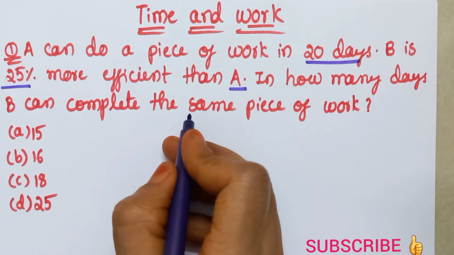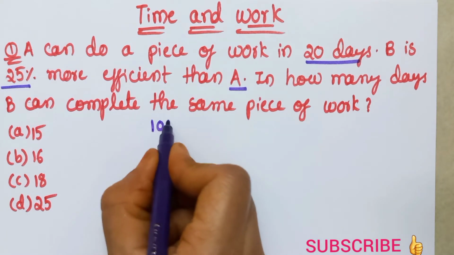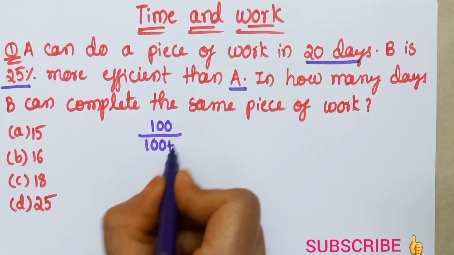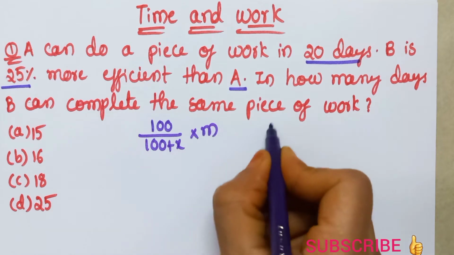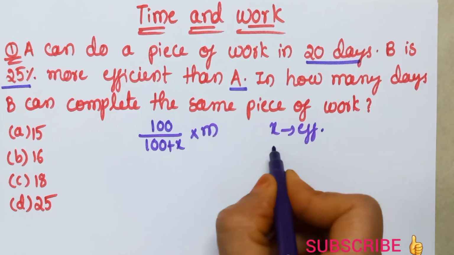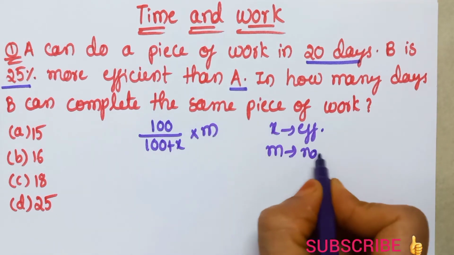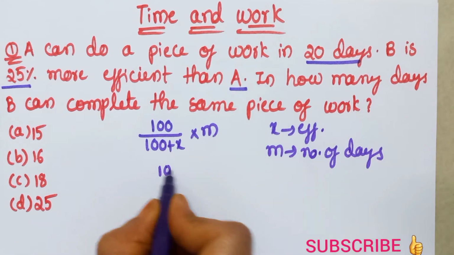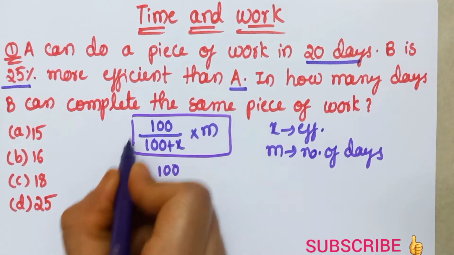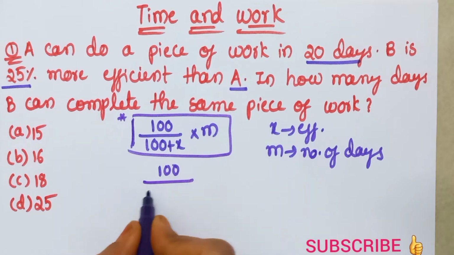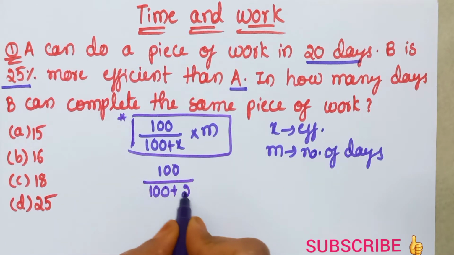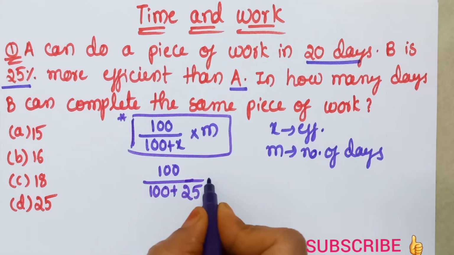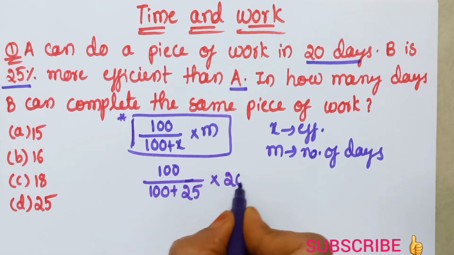In this type of problem we have to use the shortcut, that is 100 by 100 plus x into m, where x is the efficiency and m is the number of days. So simply substitute the values given. So 100 by, very important to remember, 100 by 100 plus x, which is 25%. So 25 into m, the number of days, that is 20.